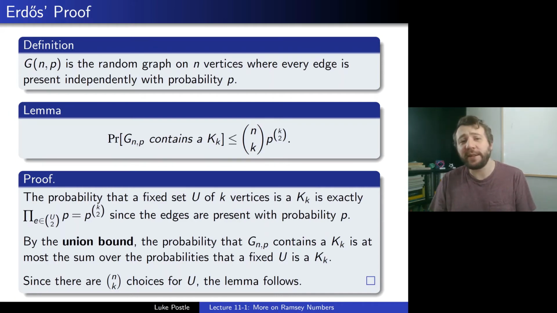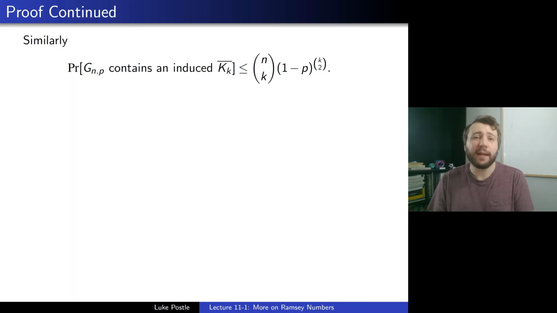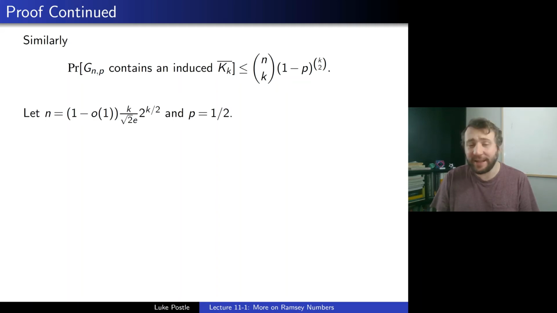So that would be a way to make sure the graph hopefully doesn't have a K_k. But similarly, the probability that G(n,p) contains an induced K_k, so an independent set of size k, is the same except that we're looking for non-edges. So those would happen with probability 1 minus p. So we get an upper bound of n choose k times (1 minus p) to the k choose 2. And now all that remains is to choose n and p.